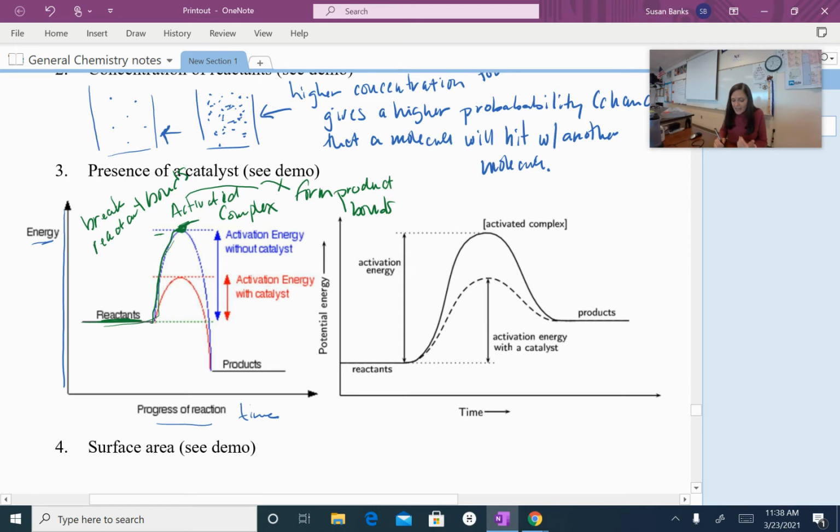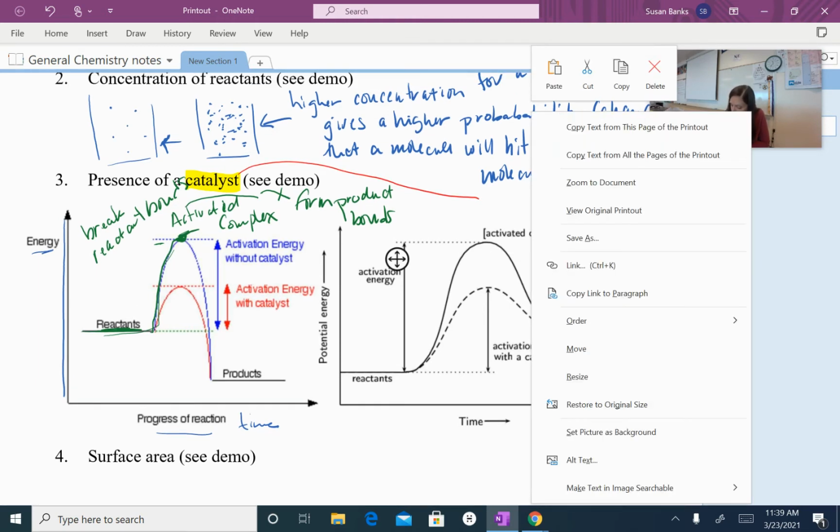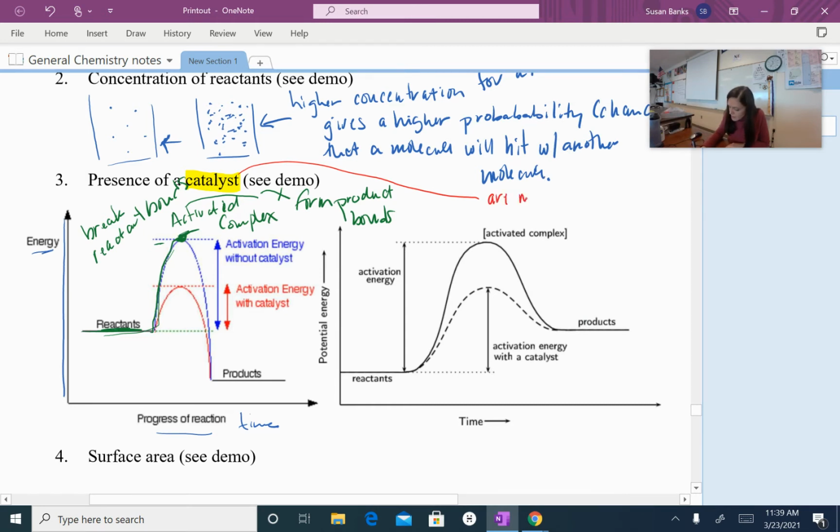So if I can put in a catalyst, now catalysts give us a different or an alternate way of reacting, an alternate pathway. Catalysts are not used. They are not used, okay? They provide an alternate pathway, okay? So they are not used or consumed, and they provide an alternate reaction pathway at lower energy.